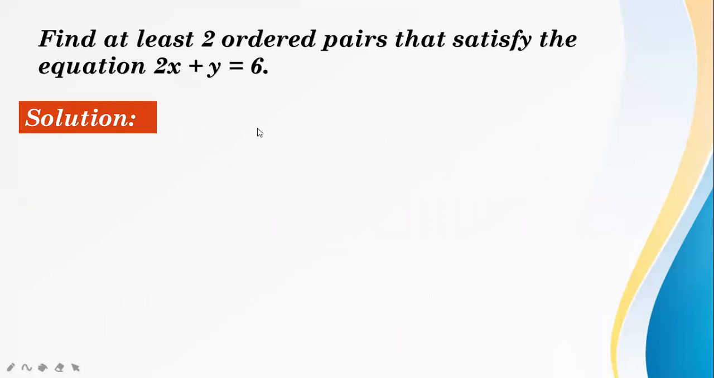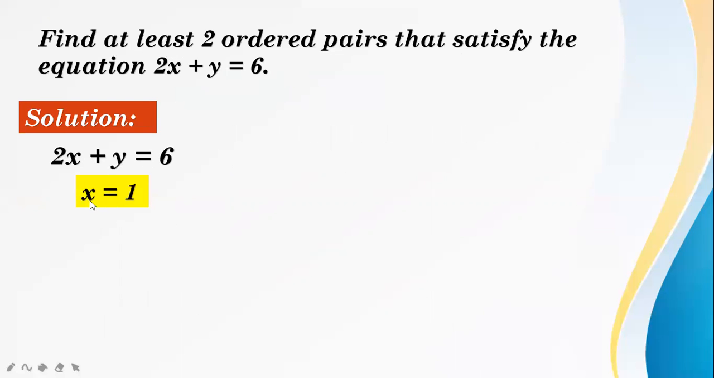Next, we have another solution. We have 2x plus y equals 6 because we are looking for at least two ordered pairs that satisfy the equation 2x plus y equals 6. Then we have the solution 2x plus y equals 6.